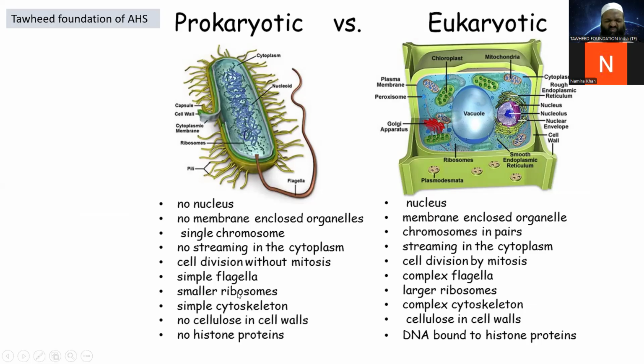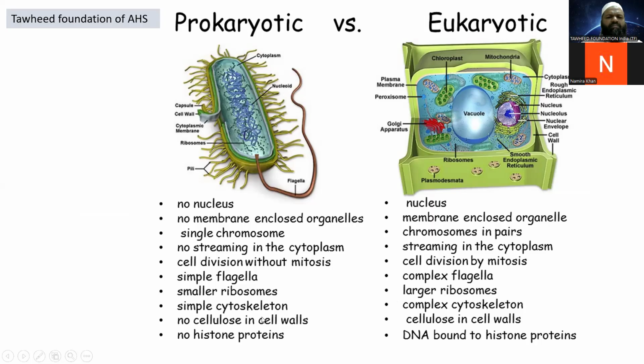Smaller ribosomes: prokaryotes contain smaller 70S ribosomes which translate messenger RNA into proteins. Eukaryotes contain larger 80S ribosomes for protein synthesis in the cytoplasm. Mitochondria and chloroplast contain 70S ribosomes. Simple cytoskeleton: prokaryotic cells have a cytoskeleton helping in maintaining cell shape but less complex. Eukaryotic cells have a complex cytoskeleton made of microtubules, microfilaments, and intermediate filaments, providing support, shape, and aiding intracellular transport.